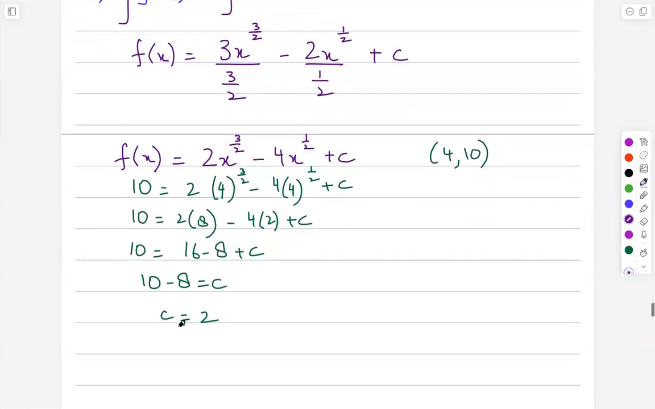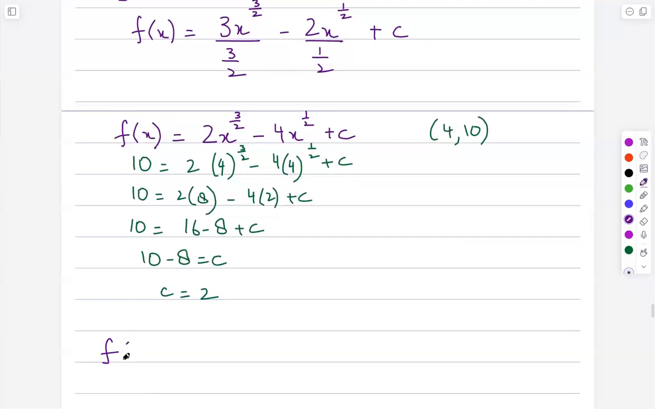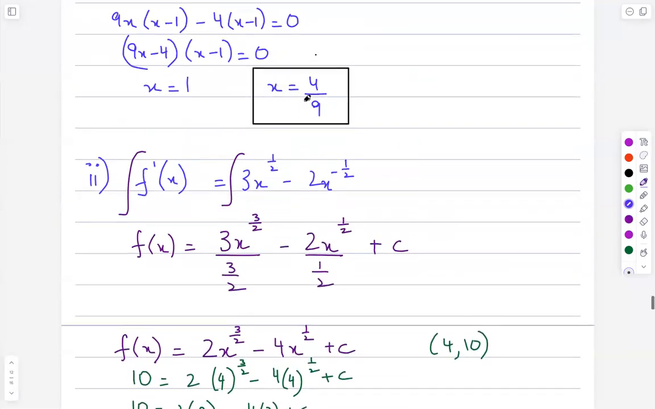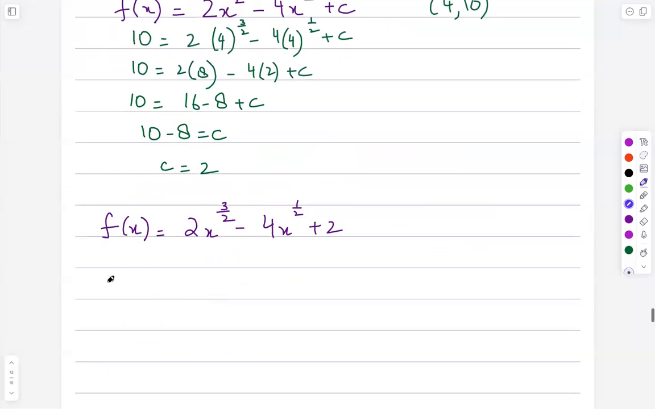Now, once we have the value of c, we can write the function as f of x equals 2x to the power 3 upon 2 minus 4x to the power 1 upon 2 plus 2. And now to find the y coordinate of A, we'll substitute the x coordinate which we found in the previous part, which was 4 upon 9. So substituting x as 4 upon 9, this will be 2 into 4 upon 9 to the power 3 upon 2 minus 4 into 4 upon 9 to the power 1 upon 2 plus 2.